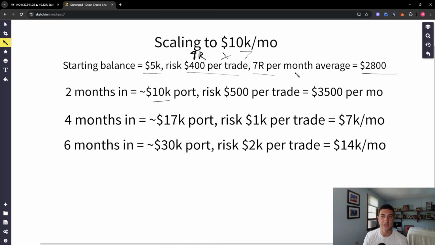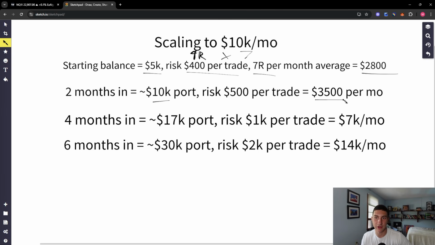Now, I do want to preface as well, there are going to be months where this 7R might be 20R. There are months where this 7R might be 3R. There are months where we might have losing months. But again, I'm averaging out all of those months into 7R per month, which is what I believe is attainable for myself and anyone else who is following my system and following the rules. I believe that this is attainable.